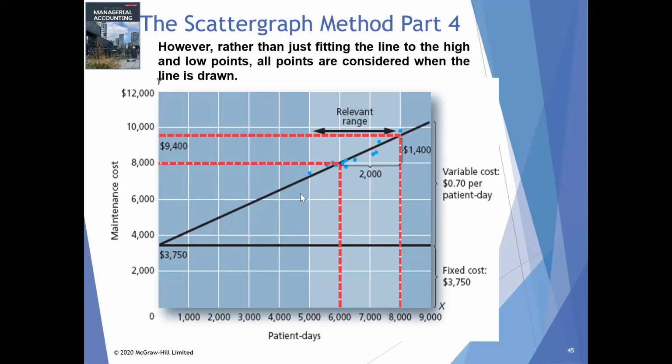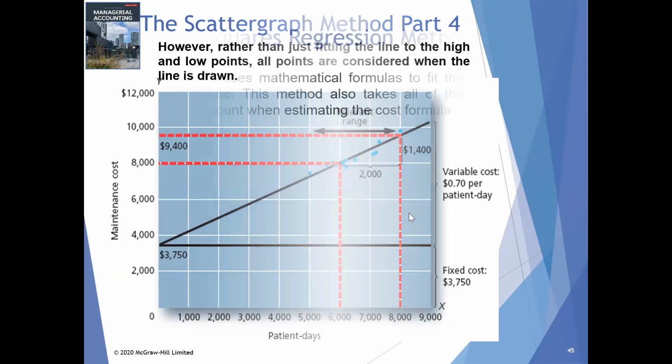So what is the relevant range? You can see this point, the blue one, and here this point, the blue one. From this point to this point, the cost is increasing, up and down, up and down, with the activities. So this is the relevant range. We can say from here to here. Fixed cost and variable cost per patient we have calculated. This is the scatter graph method.